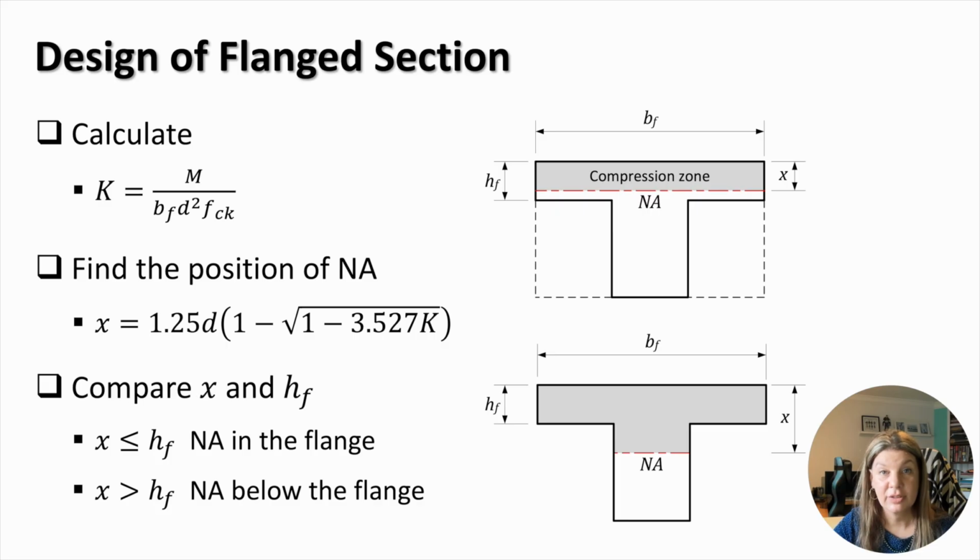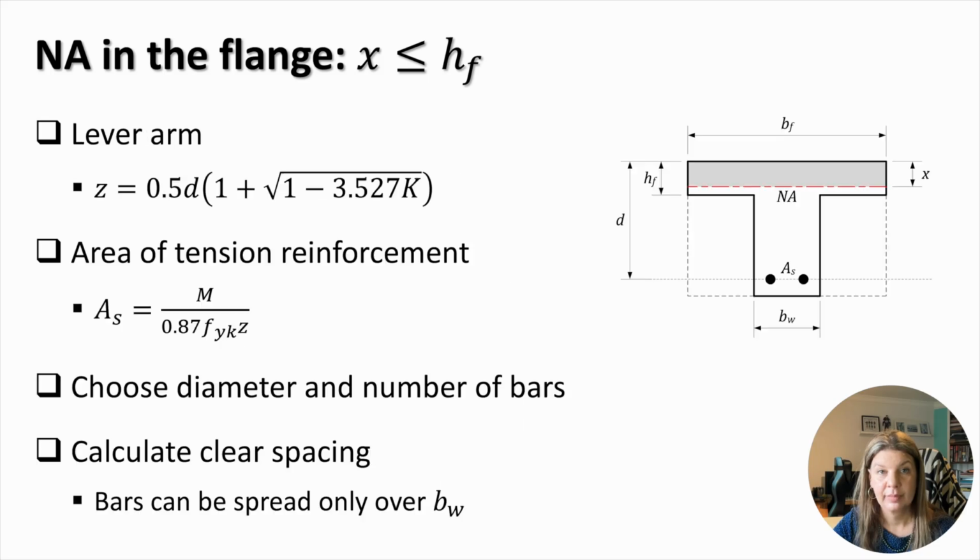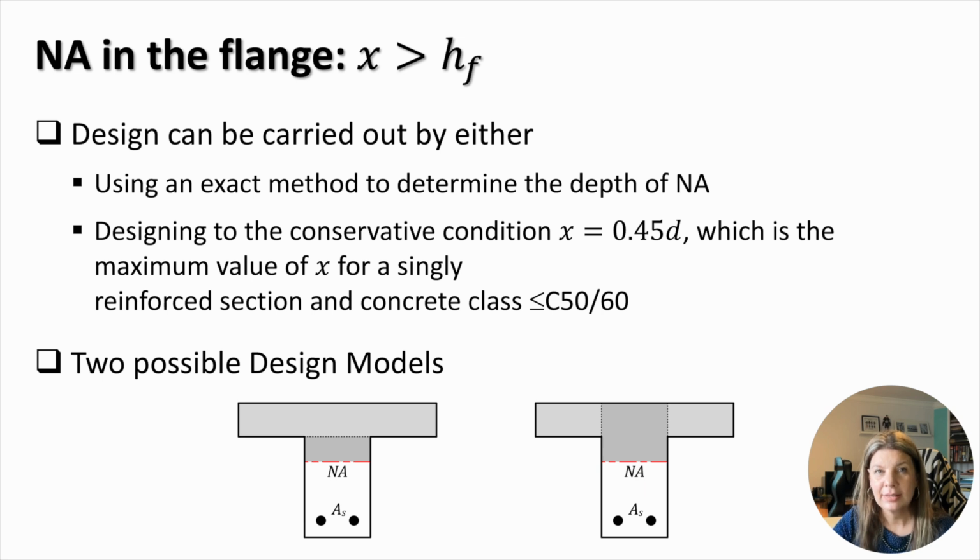The design of the flange section starts with a calculation of the parameter K. The depth of the neutral axis is then found and compared to the depth of the flange to check if the neutral axis is in or under the flange. The design procedures then depend on the position of the neutral axis. If the neutral axis is in the flange, the section is designed as a rectangular section with a flange width. The design proceeds with the calculation of the lever arm and then of the area of bottom steel. Then the number and diameter of bars are selected and the spacing between bars, which is spread over the web width, is calculated. When the neutral axis is under the flange, the design can be carried out in two methods.